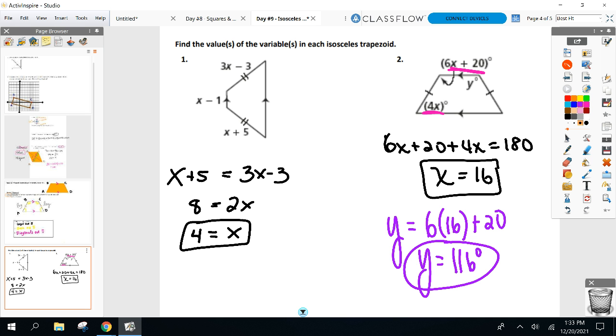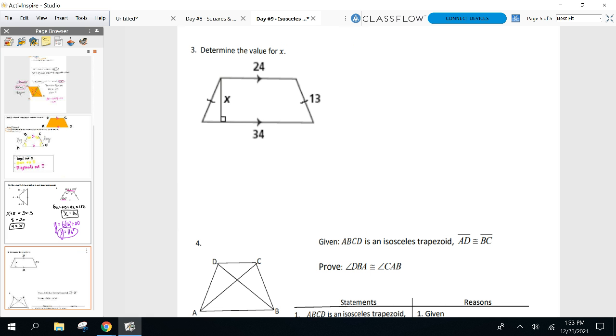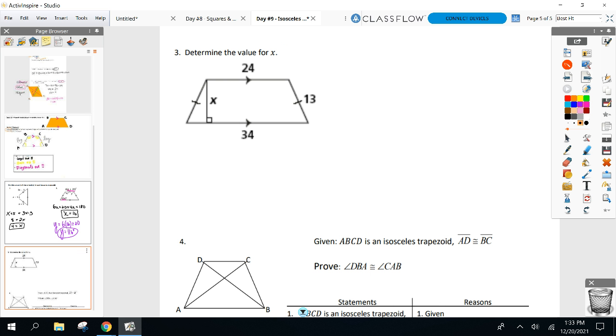All good, questions? All right, so this next one here, how do I find x there? Wow. And just so everyone knows, 34 is the entire base length, all right? Can I label anything else on my diagram? Do I know the lengths of any other sides? What's the other leg length? 13, right? The one leg's 13, the other leg's got to be 13.